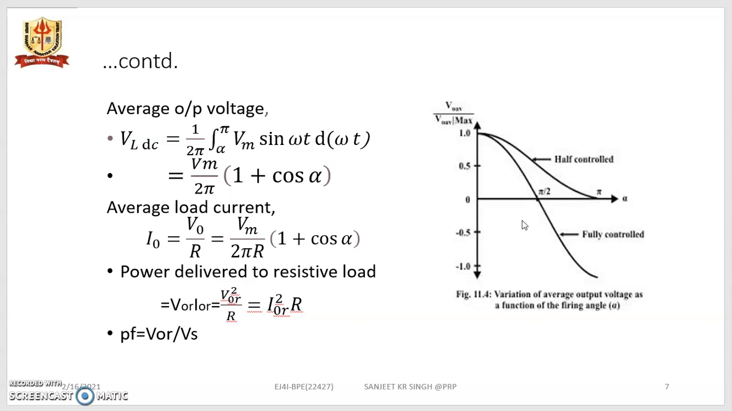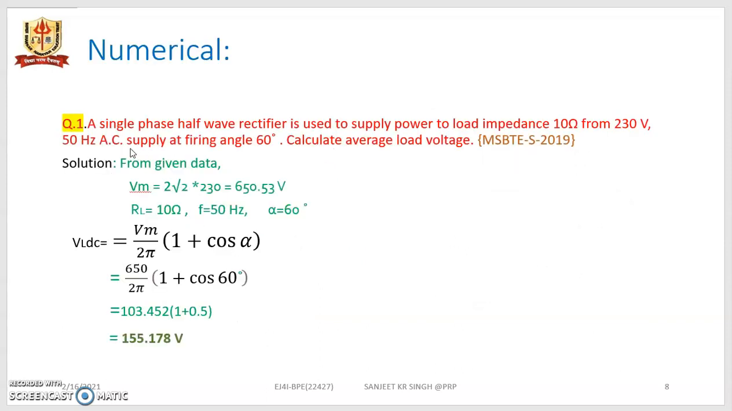Here the graph shows the variation of average output voltage with respect to the firing angle alpha. So for half controlled, it is in the first quadrant, whereas for full controlled, it is in the first quadrant as well as the fourth quadrant. Here we have a simple numerical where we are given the supply voltage as 230 volt RMS, 50 hertz AC supply, and firing angle as 60 degrees, and asked to calculate the average load voltage.